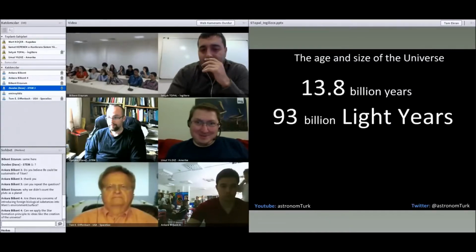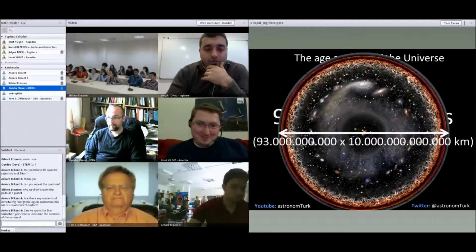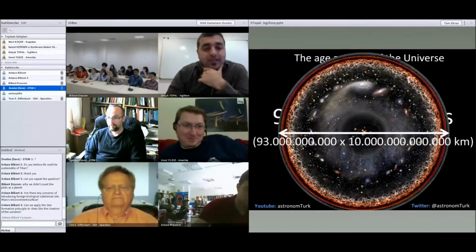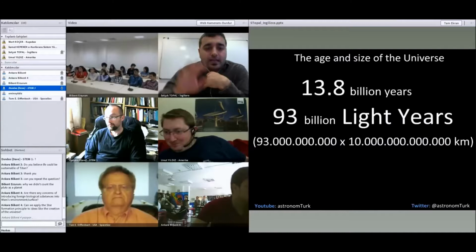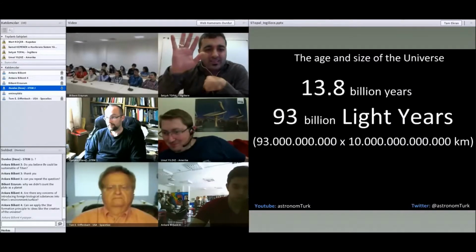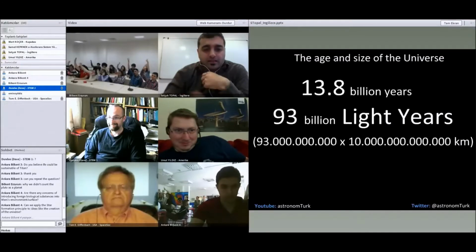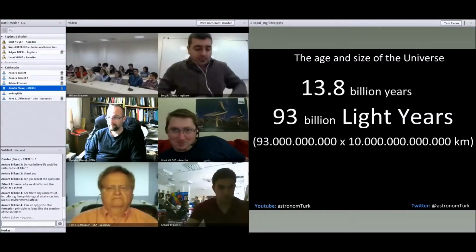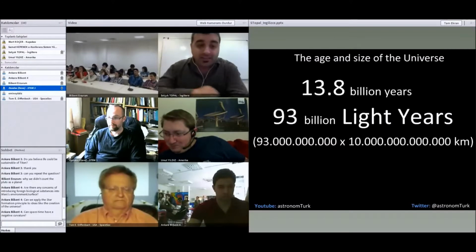Yeah, that's the Hubble sphere, and then let's look at the size of the observable universe. It is like 93 billion light years, and a light year is about 10 trillion kilometers. Does anyone know what a light year is? It's the distance light takes if it travels for 1 year. So it goes about 10 trillion kilometers.